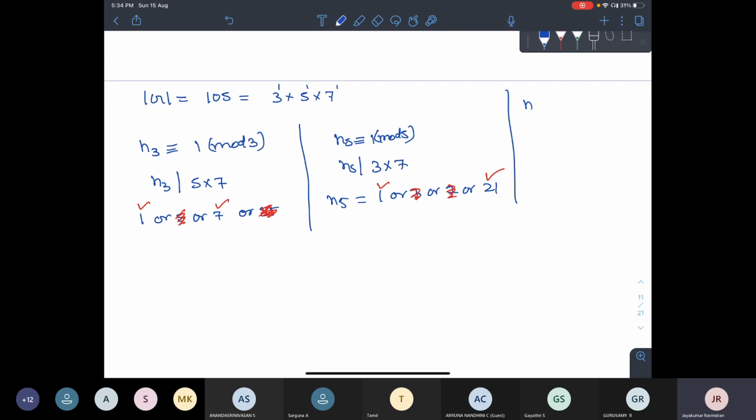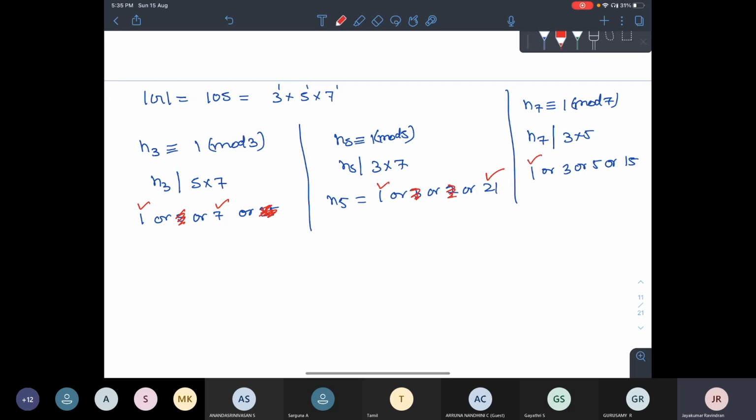So far we dealt with only two things. Now we are dealing with three things. n7 congruent to 1 mod 7. n7 divides 3 into 5. So the n7 possibility is 1 or 3 or 5 or 15. What are the possibilities?